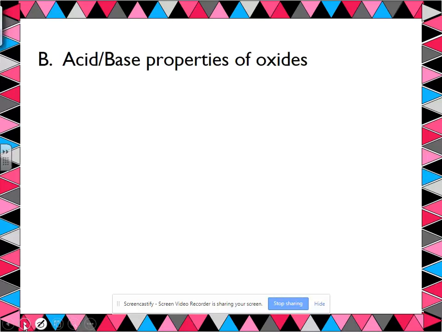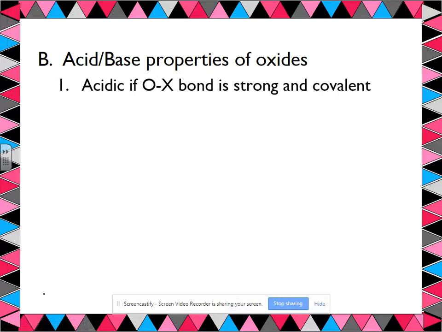Now, the second thing we want to consider is the acid-base properties of compounds that are called oxides. If your oxide has an O-X bond that is strong and covalent, then the oxide is considered acidic. So an oxide is a compound, obviously, that contains oxygen and another element. So X could be any element from the periodic table that would bond with oxygen. And he does bond with a lot of other elements. Element X in this case would be a very electronegative element. Now remember, as you go up and across the periodic table, electronegativity does increase.